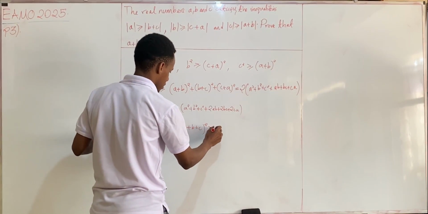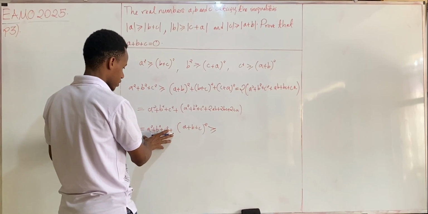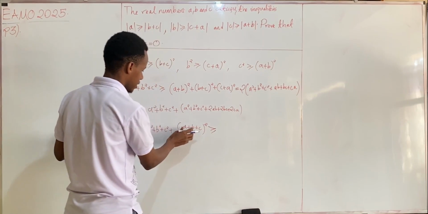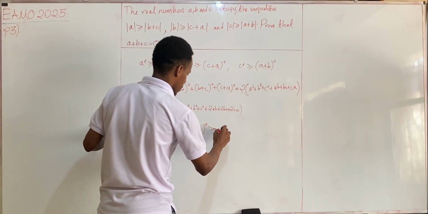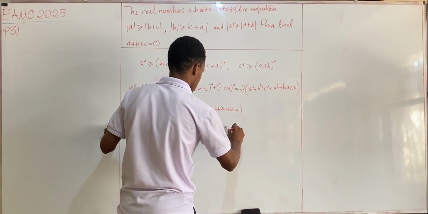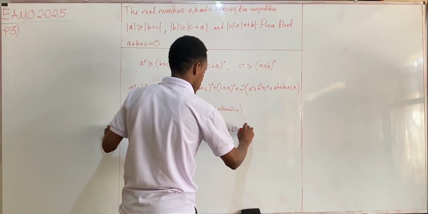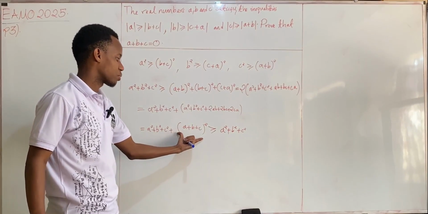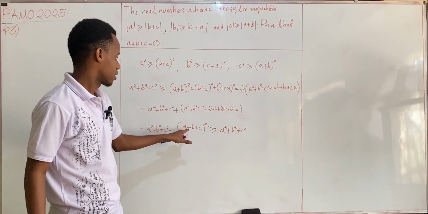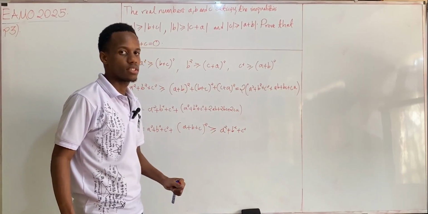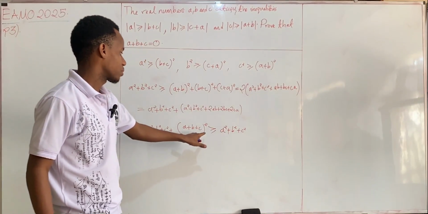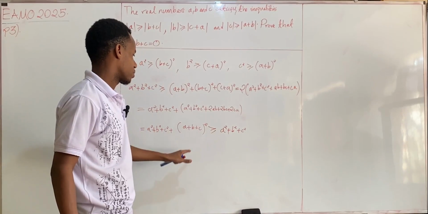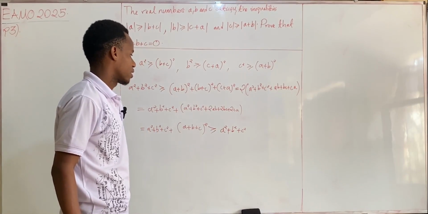So in this case, this expression is always at least equal to a squared plus b squared plus c squared. This is because the square of any real number is always non-negative. So this squared is always at least equal to 0. And actually, the equality occurs if and only if this expression is equal to 0.